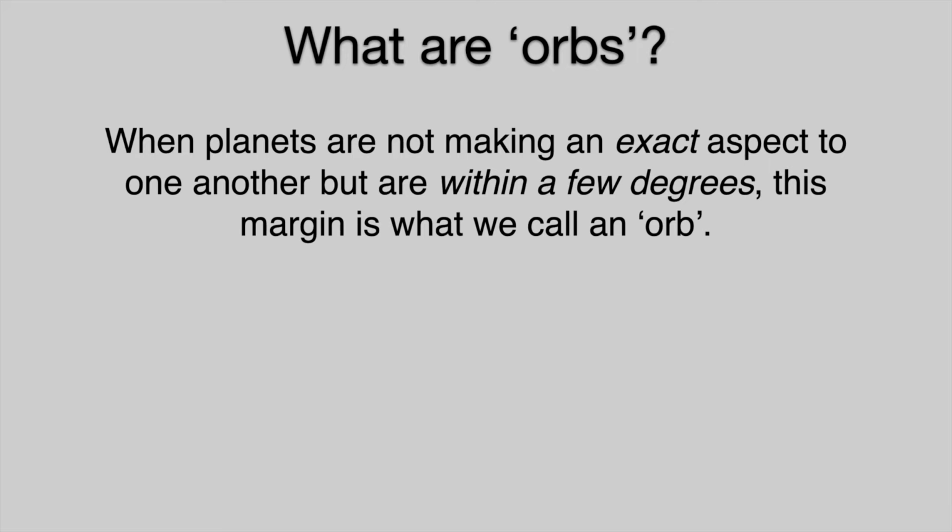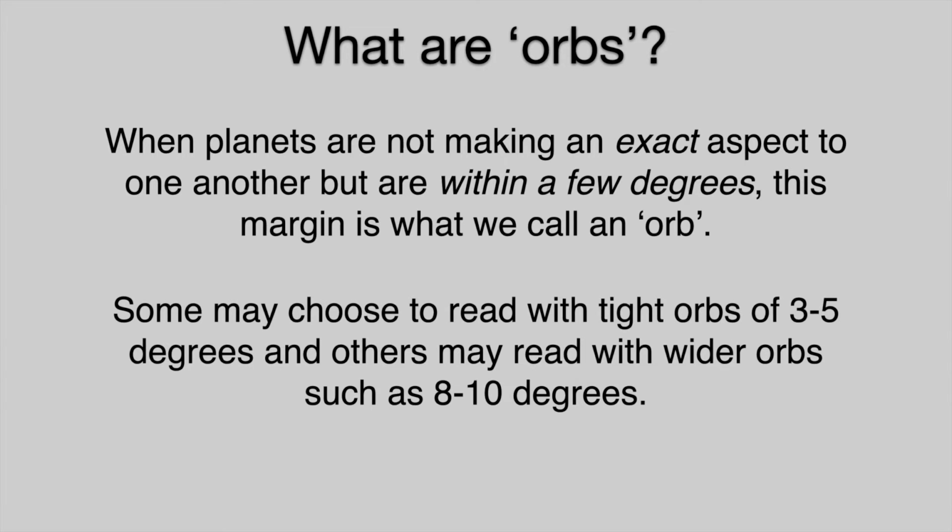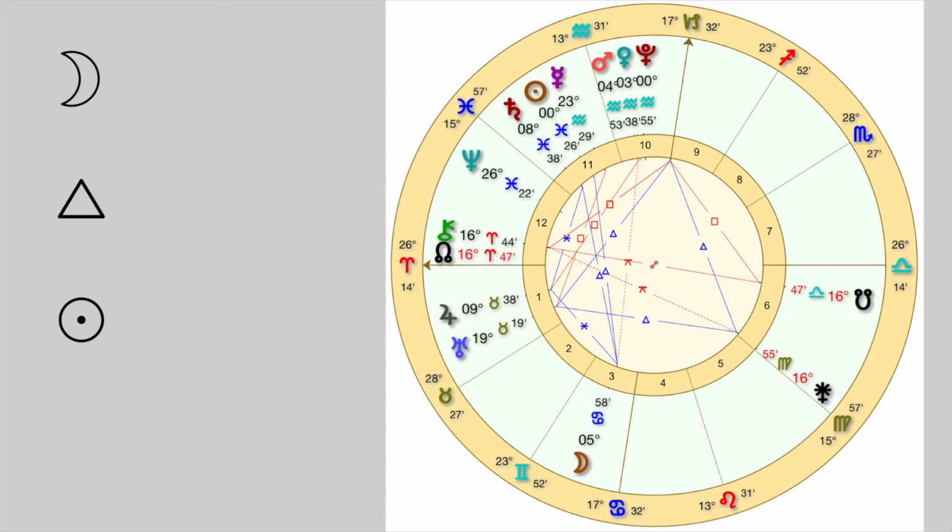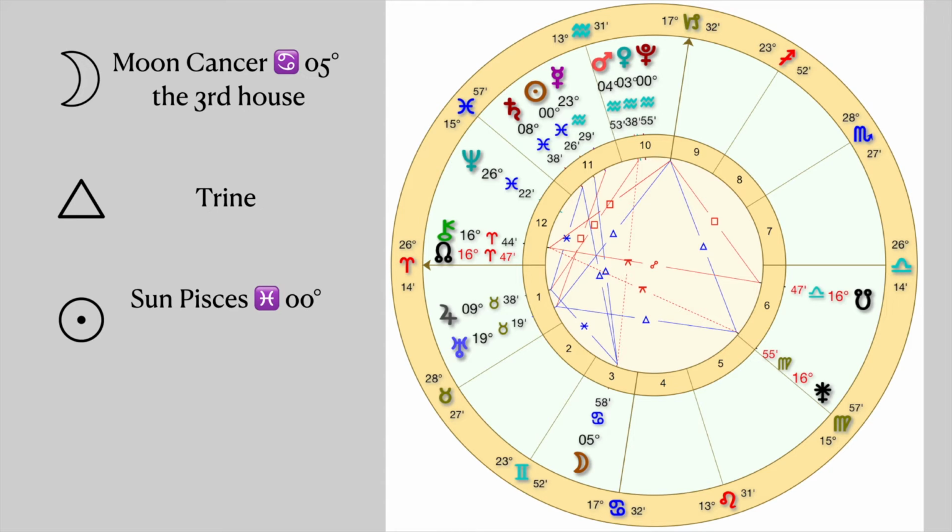What are orbs? When planets are not making an exact aspect to one another but are within a few degrees, this margin is what we call an orb. Some may choose to read with tight orbs of 3 to 5 degrees, and others may read with wider orbs such as 8 to 10 degrees. Here is an example. If you can find the moon in Cancer at 5 degrees in the 3rd house, you can see that there is a blue line with a triangle, which is the trine aspect, to the sun in Pisces at 0 degrees in the 11th house. So this is a 5-degree orb, and this is still an aspect to each other since they are within the orb.